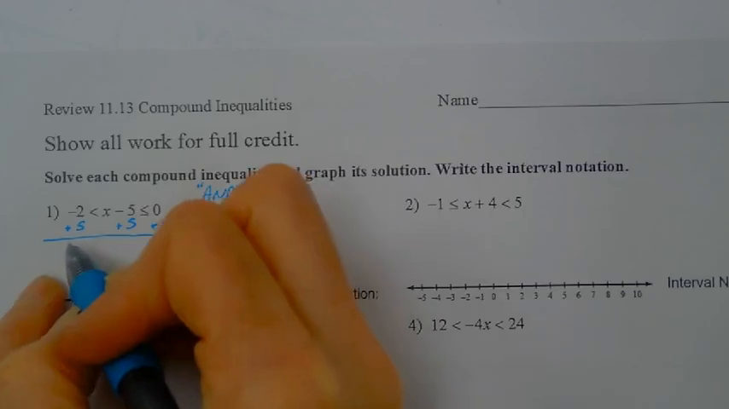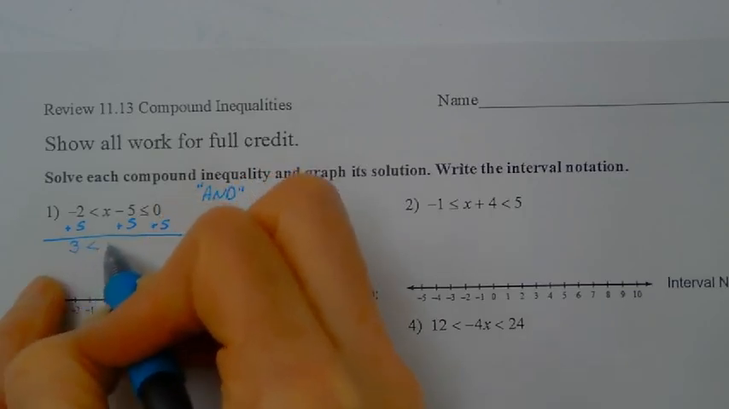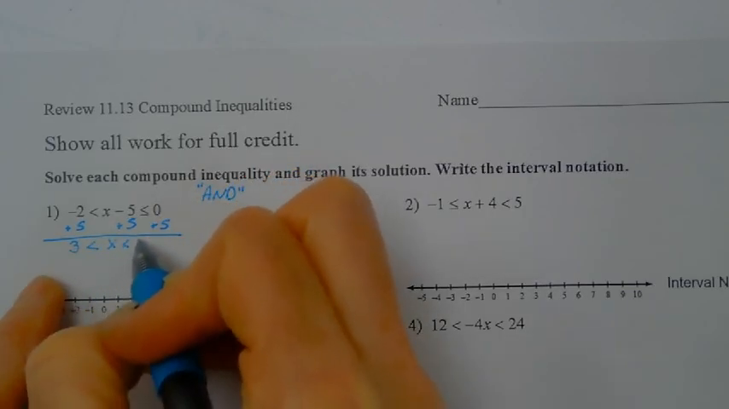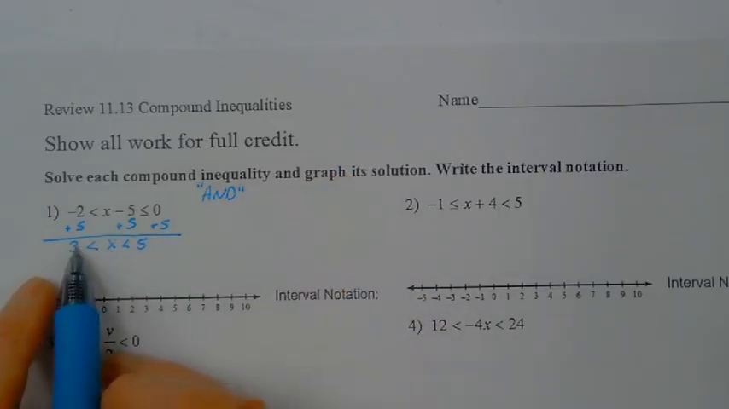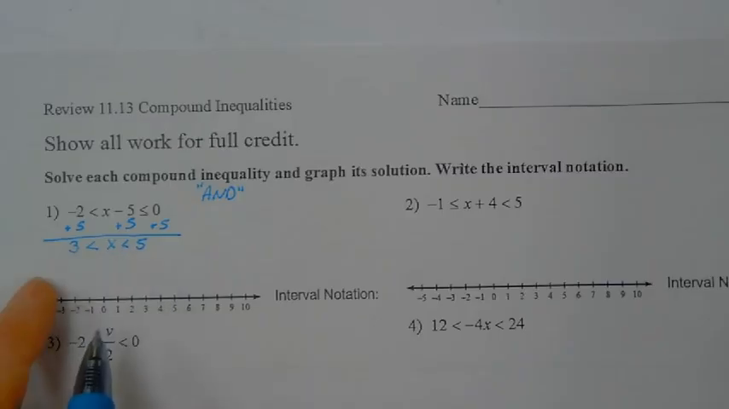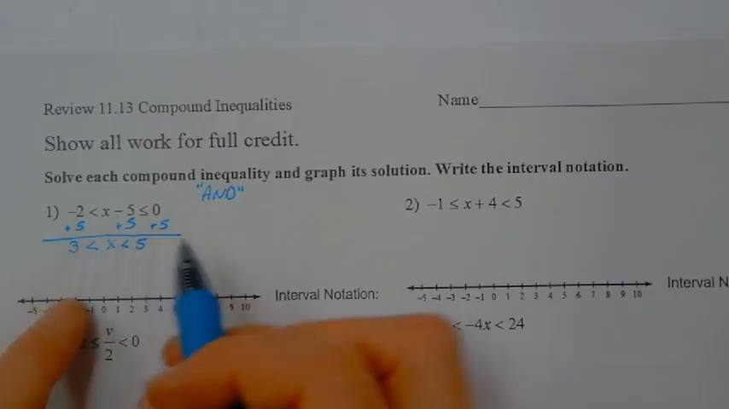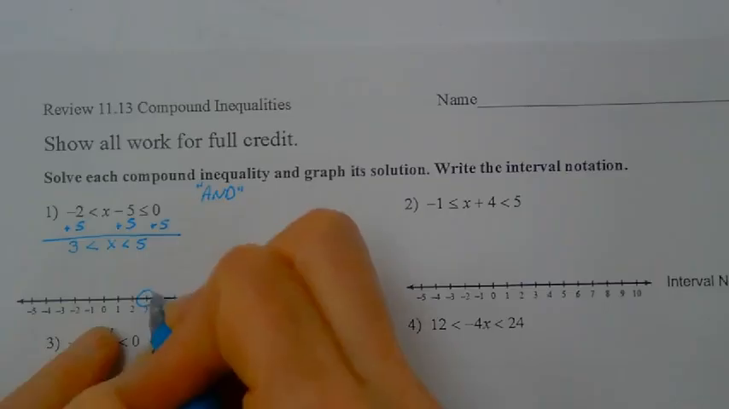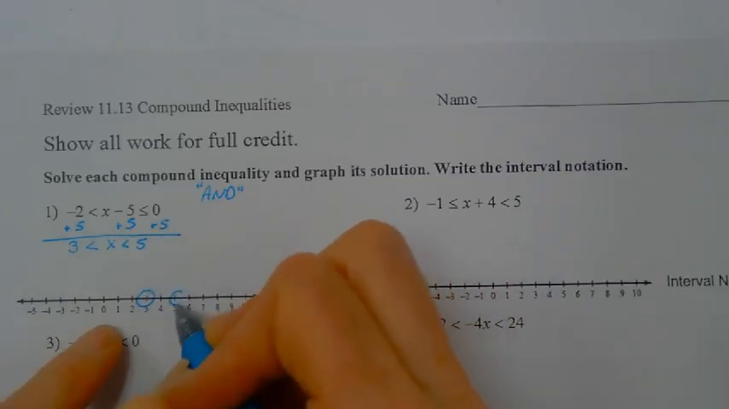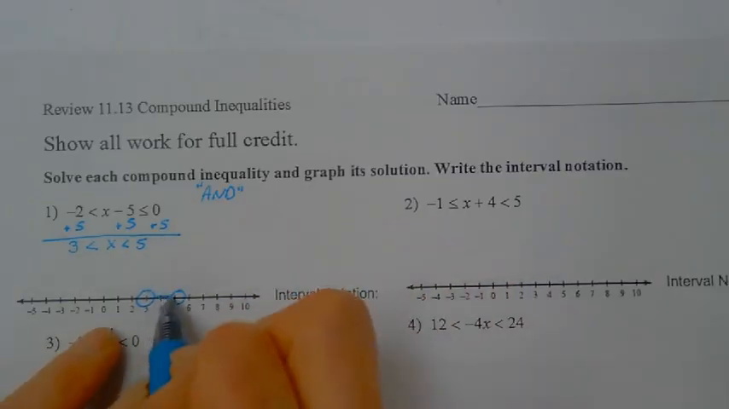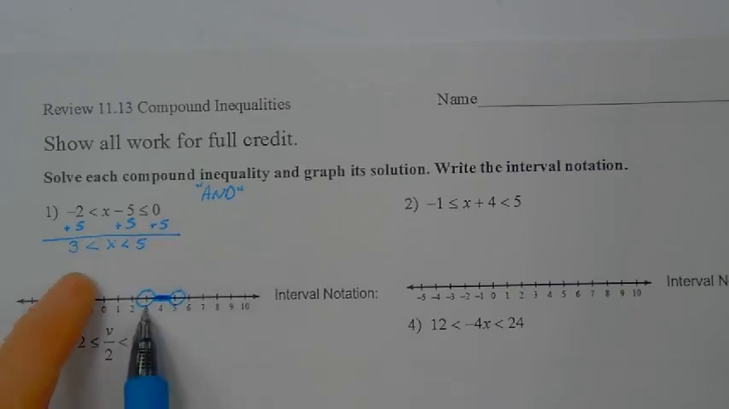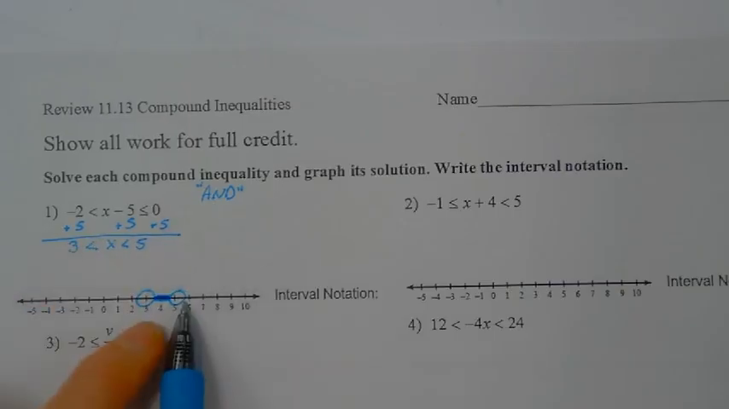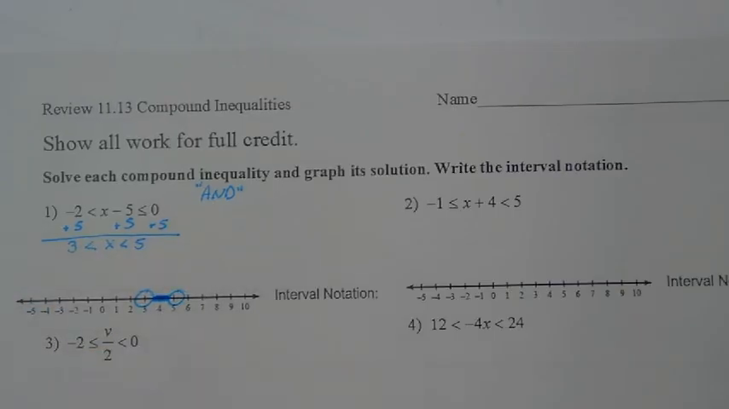Using your number line or your rules, this is positive 3, this is x, this is 5. So now we have x by itself, and this is saying that x is greater than 3 and x is less than 5. So it's going to be all the numbers in between here, greater than 3 and less than 5. Now we don't have an equal sign, so we're not going to include 3, and we don't have an equal sign, so we're not going to include 5.